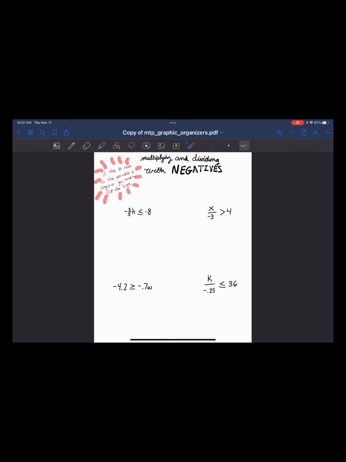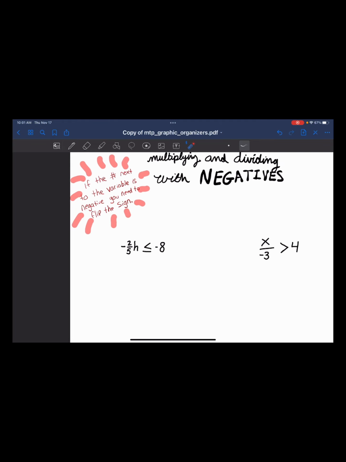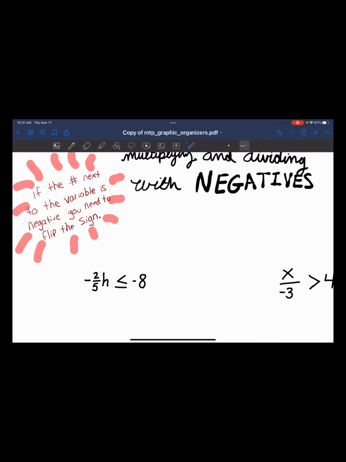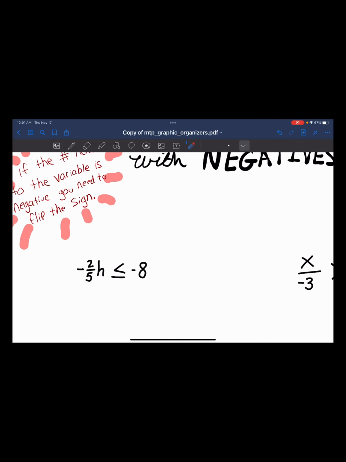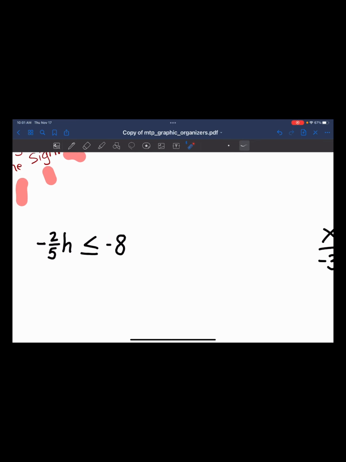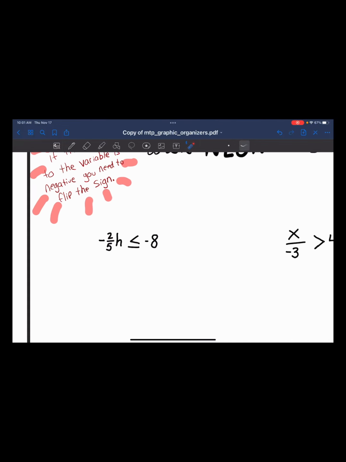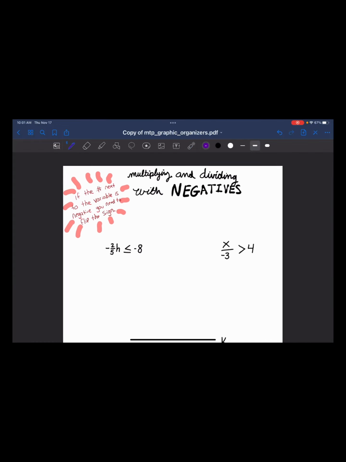Multiplying and dividing with negatives. This is when that alarm needs to be going off in your head. Boop, boop, boop. We need to flip the sign. If the number next to the variable is negative, you need to flip the sign. So if you're doing it to both sides as a negative, then the sign will flip. It's different if this number is negative. If this number is negative, that's not a big deal. It's the thing that you're doing to both sides. If that is negative, then it'll flip. So let's go ahead and get started with this first example.